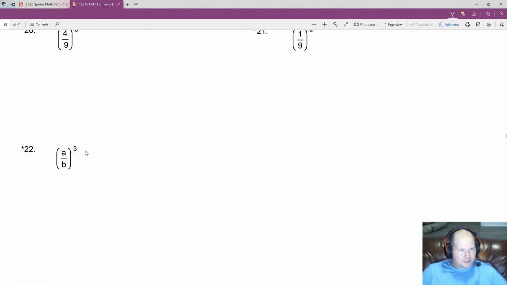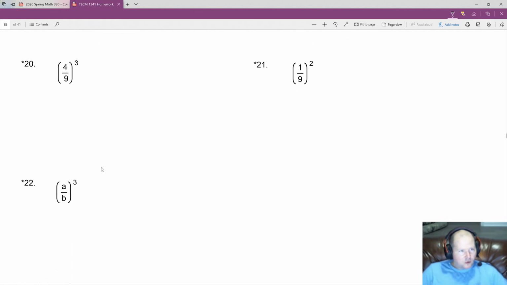Okay. Next problem is a fraction, 4/9 to the 3rd power. So effectively, we're going to bring the numerator and the denominator to the 3rd power. So we end up with 4 to the 3rd power and 9 to the 3rd power. 4 to the 3rd power is 64 because 4 times 4 is 16 times 4 is 64. And 9 to the 3rd power is 729. And 64 over 729 does not reduce, so we're done with that one.